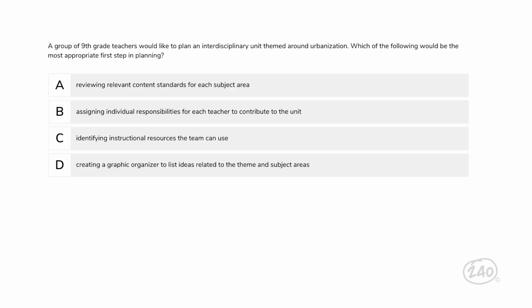Great start. Now let's think about understanding instructional planning procedures. A group of 9th grade teachers would like to plan an interdisciplinary unit themed around urbanization.